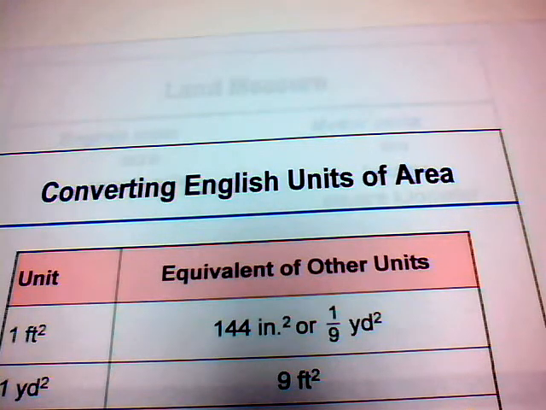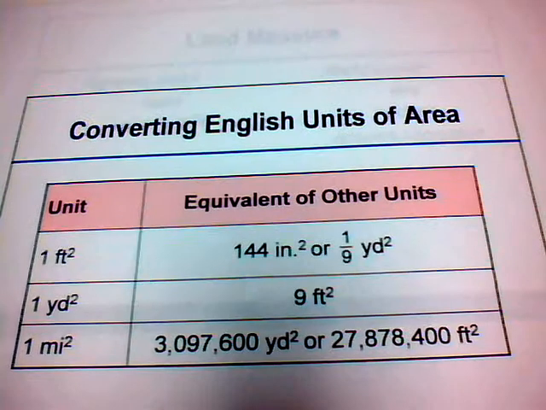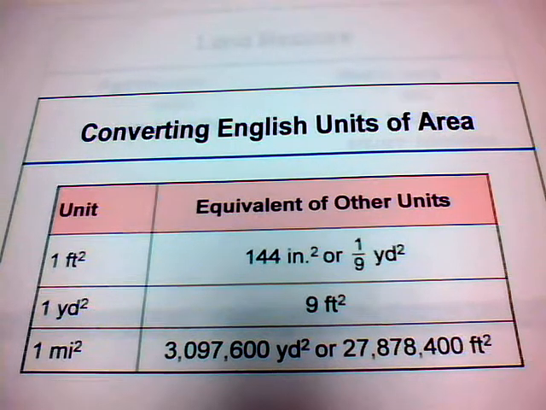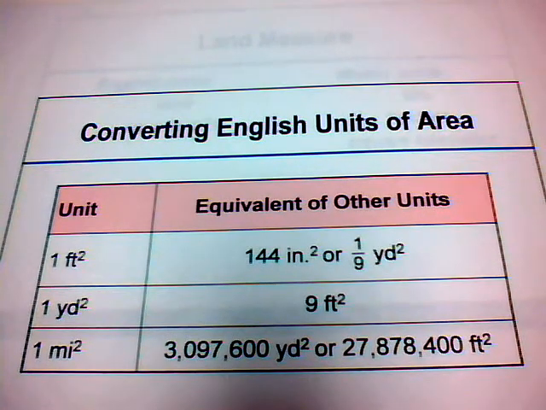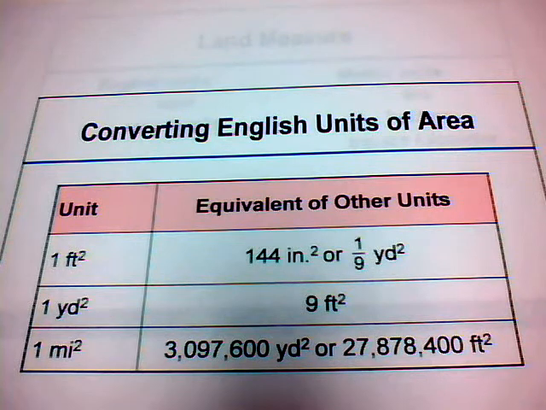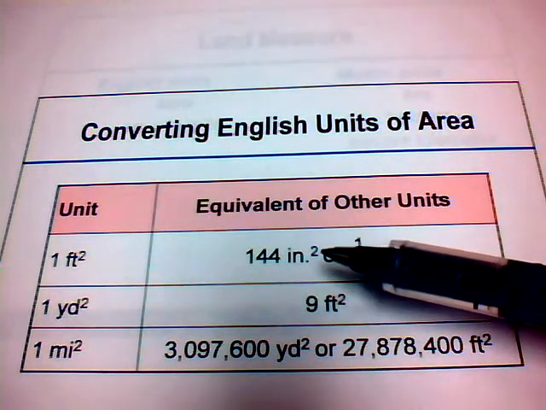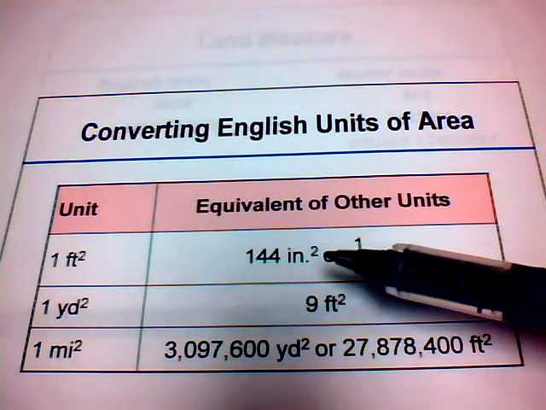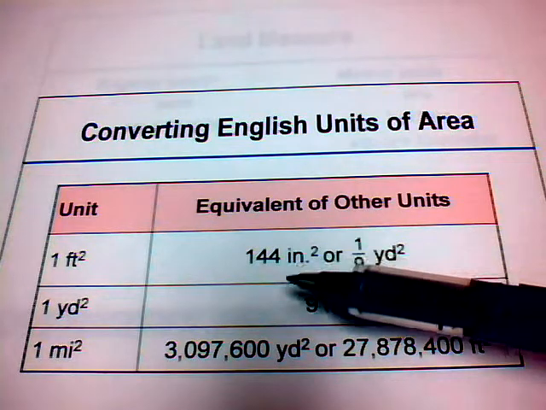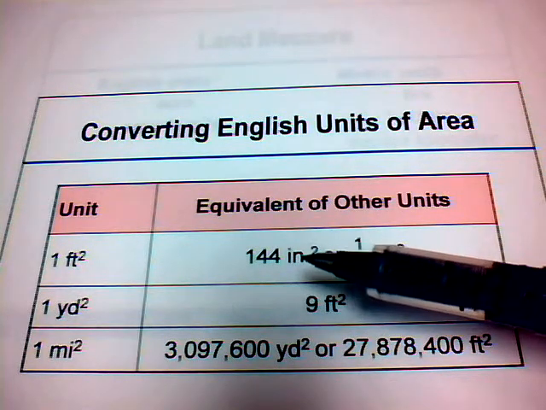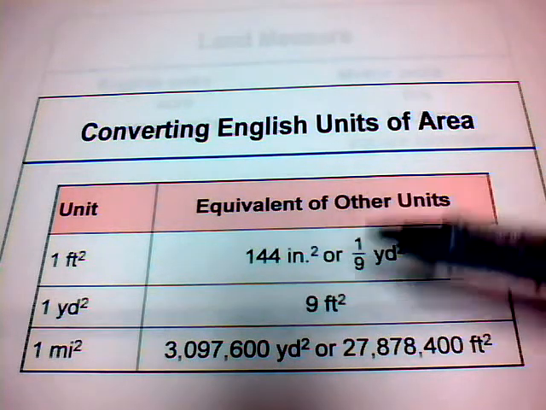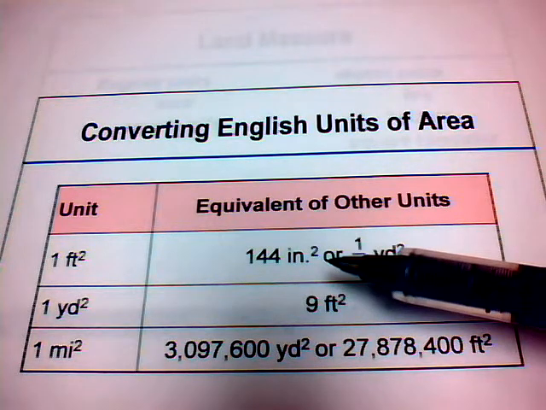Okay, now we'll look at some English units of area, like the square foot, square yard, and square mile. 1 square foot is 144 square inches. If you recall, 1 foot is equivalent to 12 inches. So if you have 1 square foot, you're going to square the 12. So it's 12 squared, or 12 times 12, which is 144 square inches.